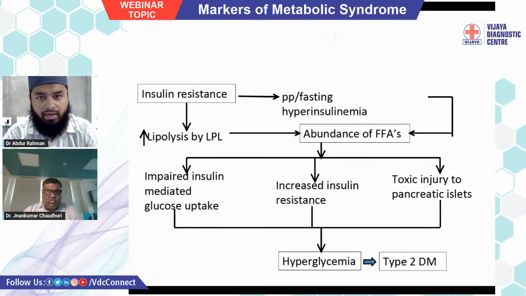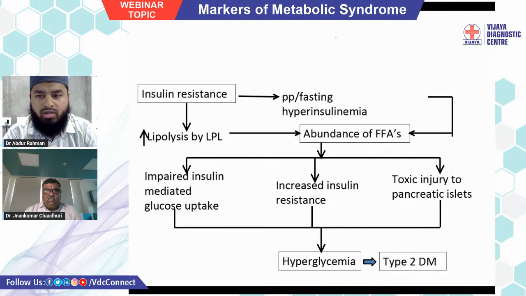Once insulin resistance is there, insulin cannot act on its receptors. Insulin is responsible for storage of fat, conversion of glucose and others into fats, and triglycerol storage. When insulin cannot work, lipolysis by LPL will begin. Lipoprotein lipase will start acting, break down the fat cells and increase the abundance of free fatty acids. These free fatty acids ultimately will injure our pancreatic islets and cause hyperglycemia.